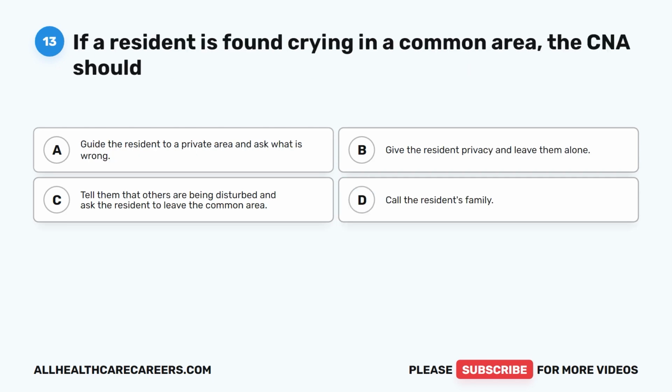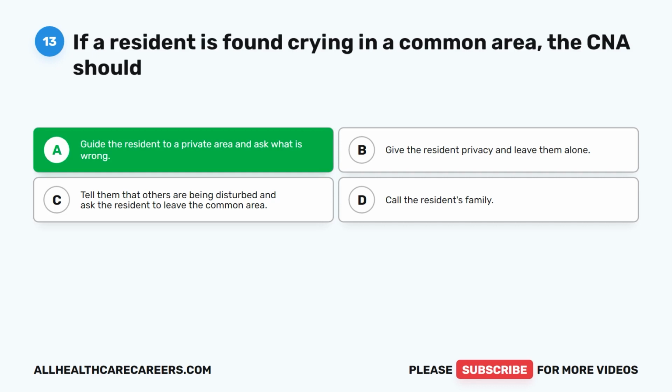Question 13. If a resident is found crying in a common area, the CNA should: A. Guide the resident to a private area and ask what is wrong. B. Give the resident privacy and leave them alone. C. Tell them that others are being disturbed and ask the resident to leave the common area. D. Call the resident's family. The correct answer is A. Guide the resident to a private area and ask what is wrong.